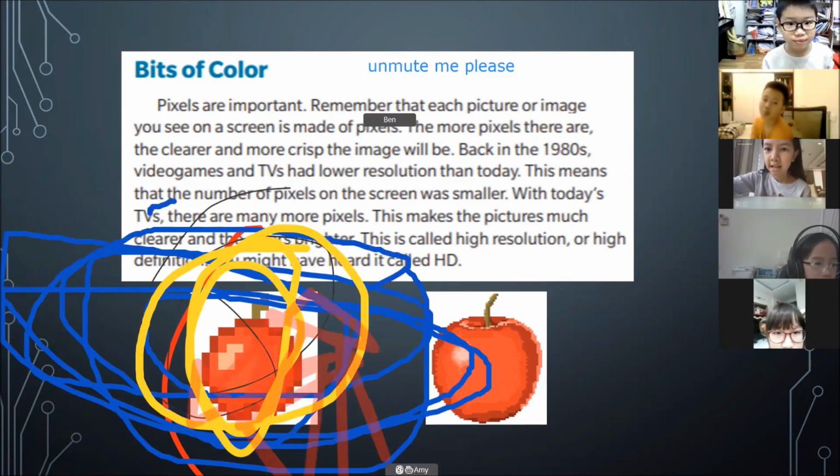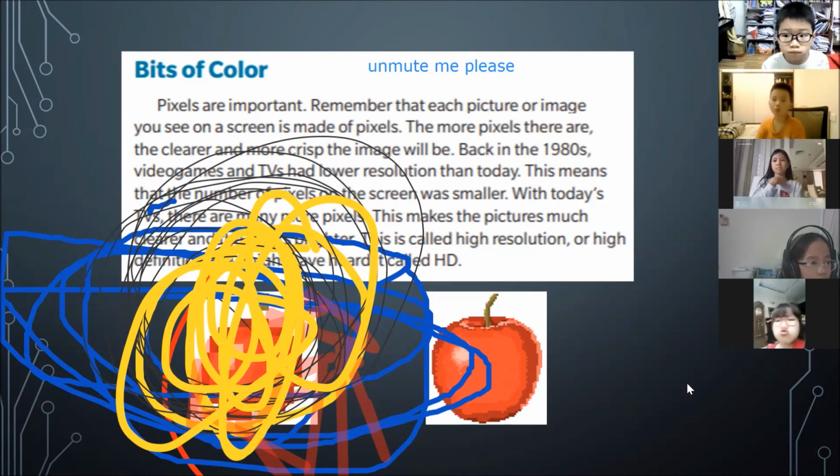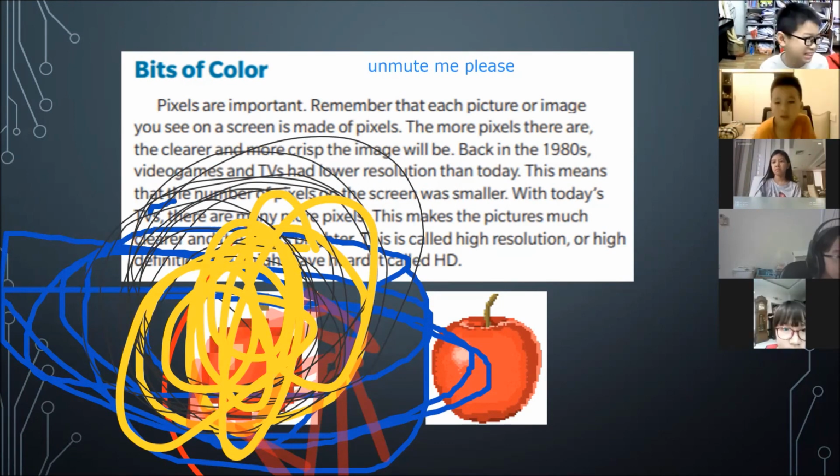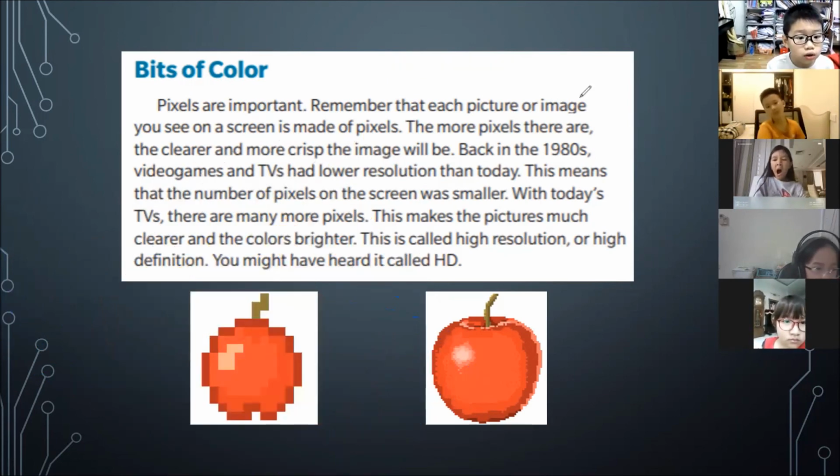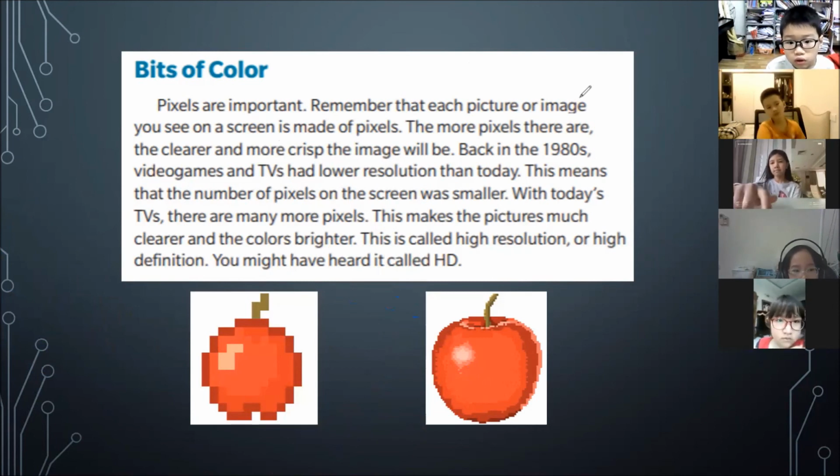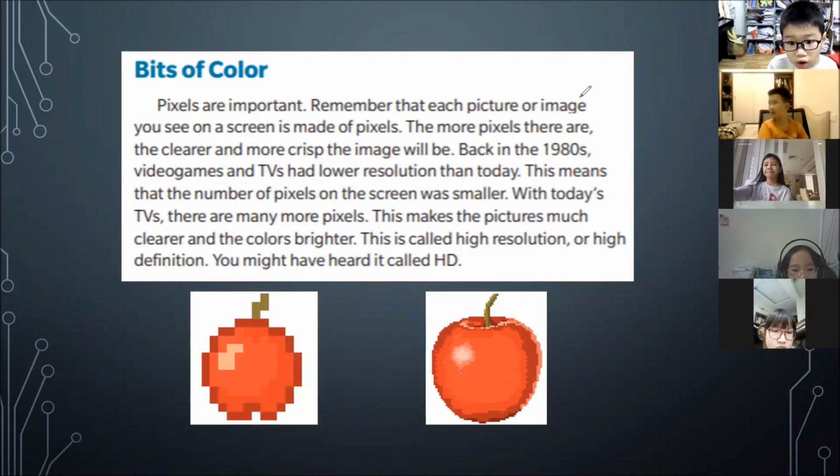Good job. Yep, that'll do. Stop. Bill, why did you choose that apple? Because it has fewer pixels than the other apple. How do you know? What does it look like? It looks not like a real apple. Yeah, it looks quite blocky.